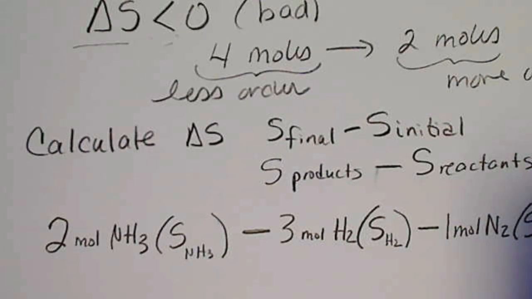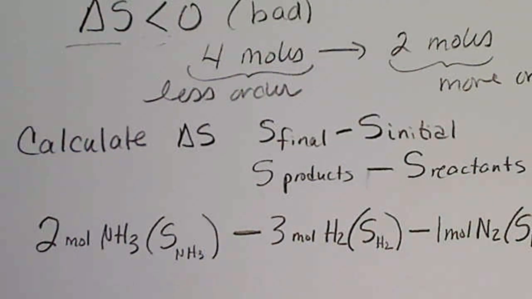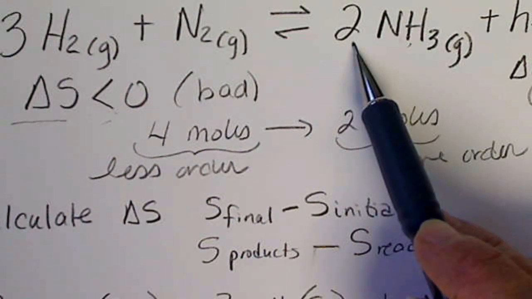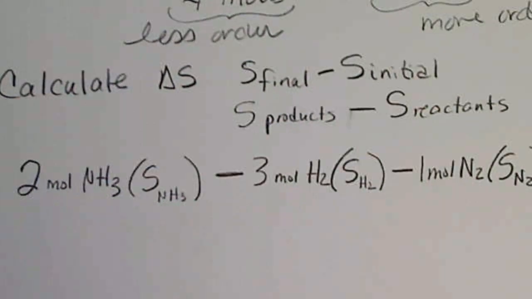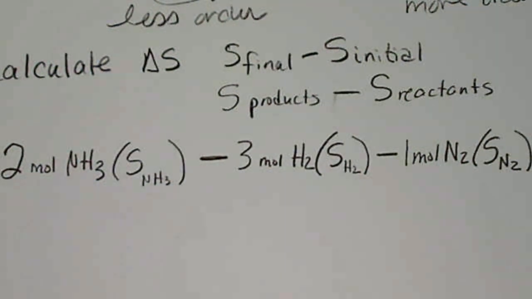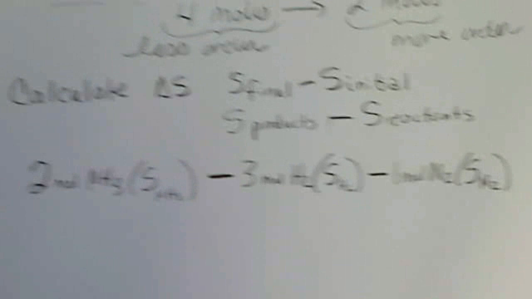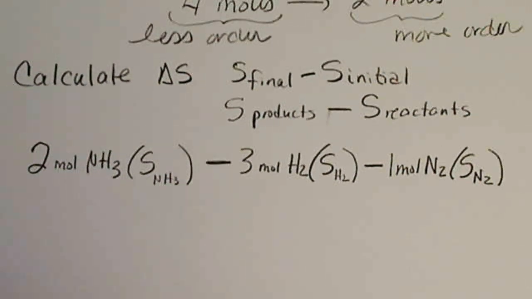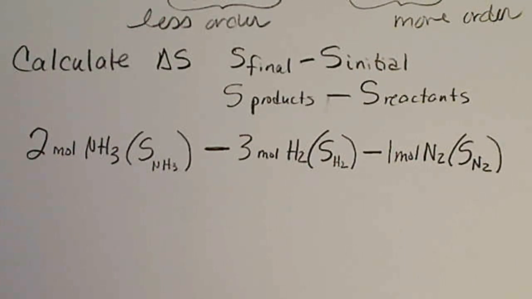We don't really need to write all this out. So all we have to do is look at the value for NH3 and make sure that we multiply it by 2. But this first time I do this, I'm going to go ahead and write everything out. Just quit moving.